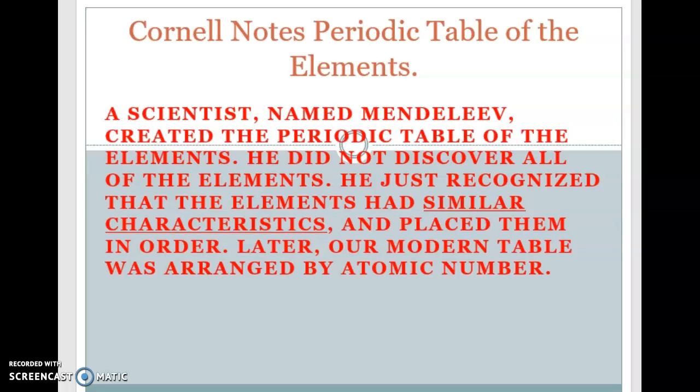So there was a scientist named Mendeleev. There's several different ways of saying it. And he created the periodic table of the elements. He did not discover all the elements. He just recognized that the elements that were discovered at that time had similar characteristics, and he placed them in order, mainly by atomic mass or the size of the nucleus. Later, our modern table was arranged by atomic number, as they figured out that that was more appropriate.